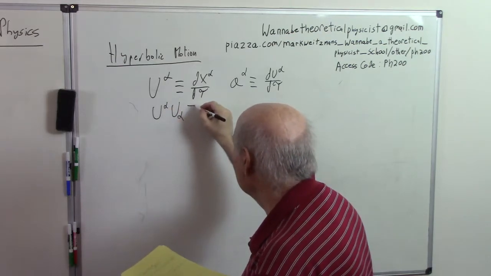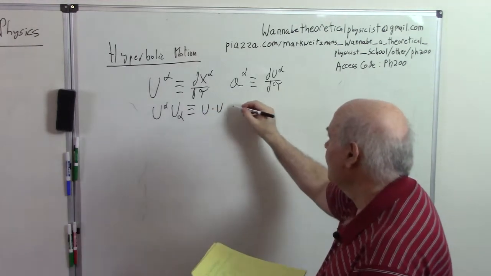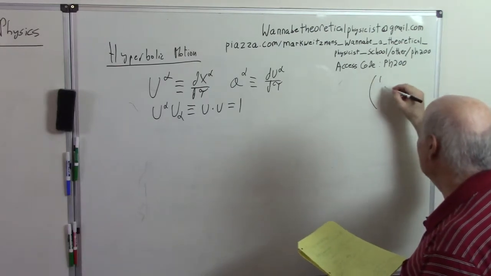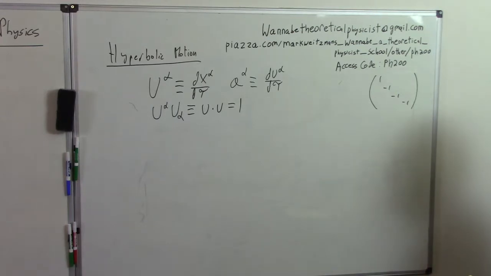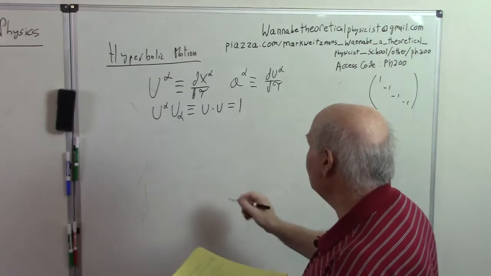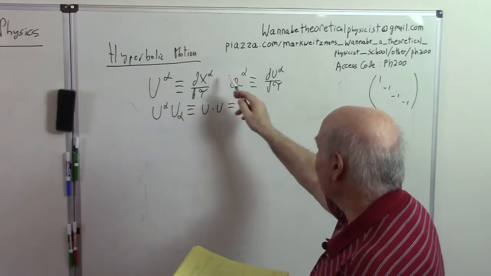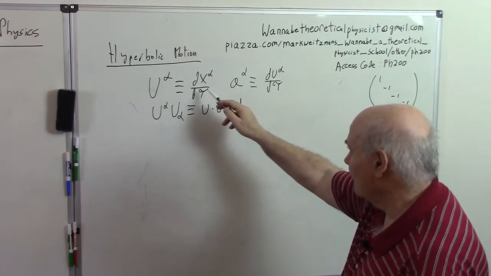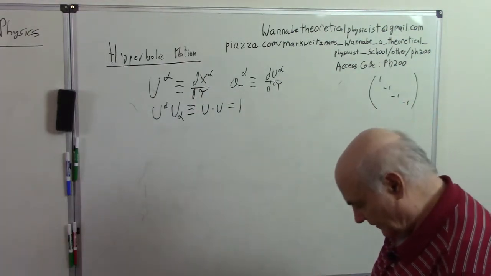These have the property that u^alpha u_alpha, which is just u dot u, is equal to 1 in a metric. We're using the plus minus minus minus Minkowski metric. And you can see that because it's just going to be dt squared minus dx squared minus dy squared minus dz squared over d tau squared, but that's the definition of d tau squared, so it's just 1.